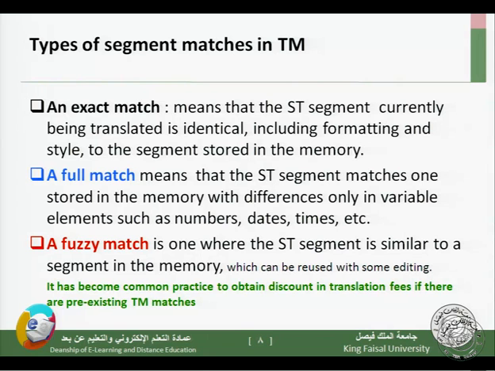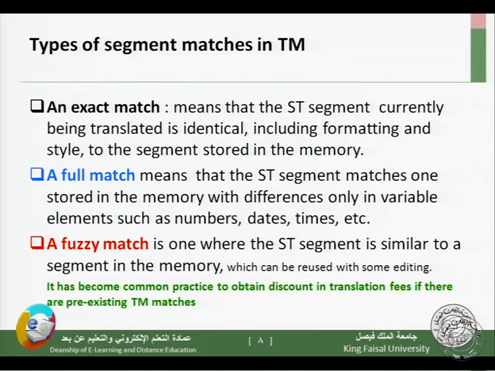Now, what are the types of segment matches in translation memory? As I said earlier, this translation memory contains source text segments and target text segments. You bring a source text segment, a sentence, and you say, all right, I'll put it into this translation memory technology or program and find out whether they match with the ST here and the TL here. If they match, then you will have the translation unit ready for you.